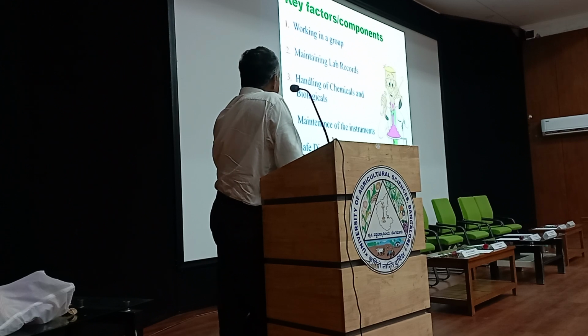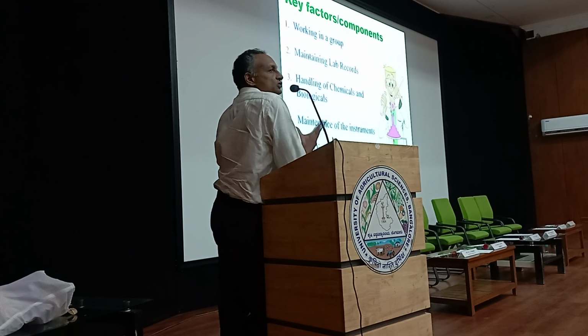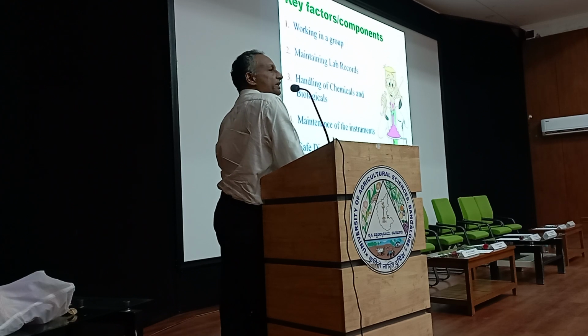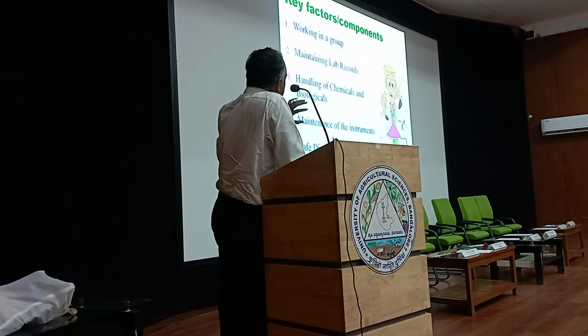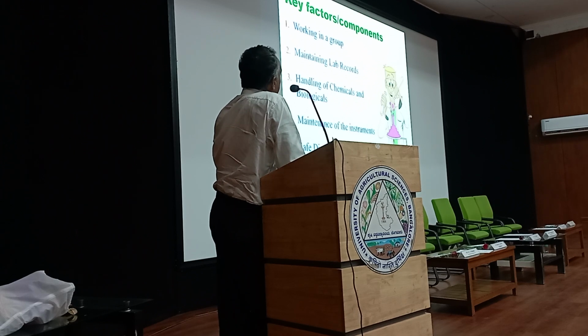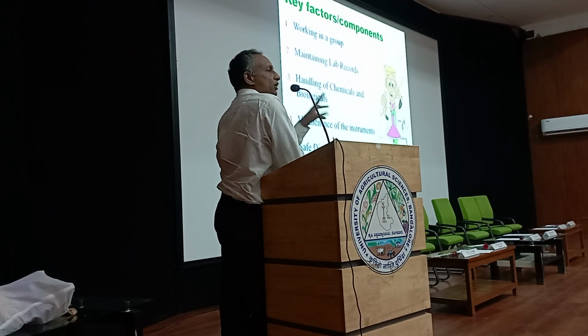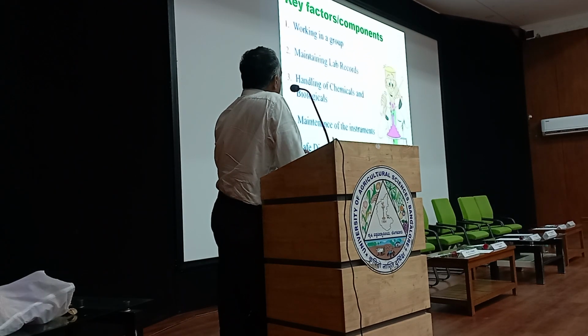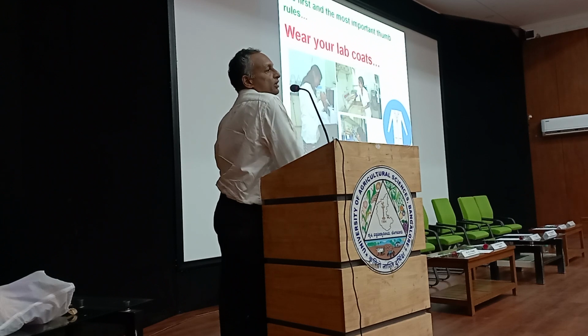So there are several key factors. Again, I told you we have limited time, so I cannot go into the details. The key factors of GLP also include how you behave in the lab, working in a group, and maintaining proper lab records. There are details about how to maintain lab records, but we do not have time. Then there is handling of certain chemicals and biologicals. You have to go case by case to make sure that you don't get into accidents. And of course, all other things, including safe disposal and the standard operating procedures followed in a particular laboratory.